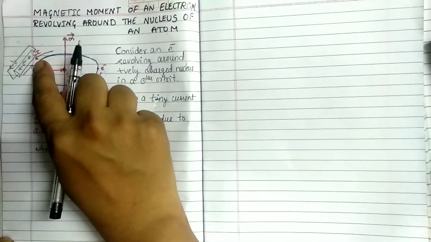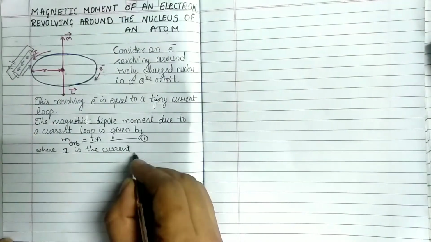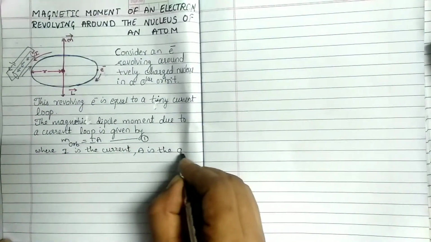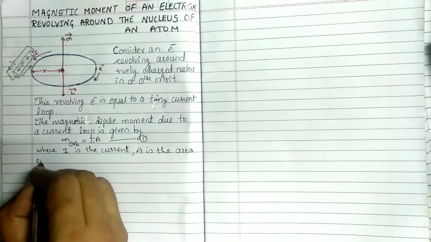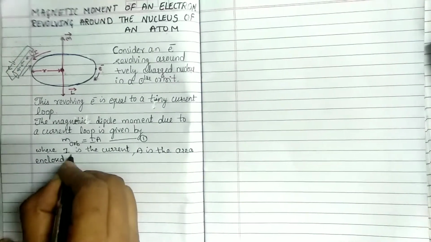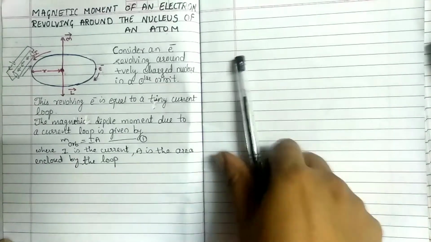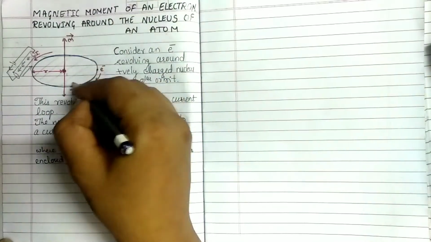which is shown in the figure, A is the area enclosed by the loop. So you can say this is the area enclosed by this loop.